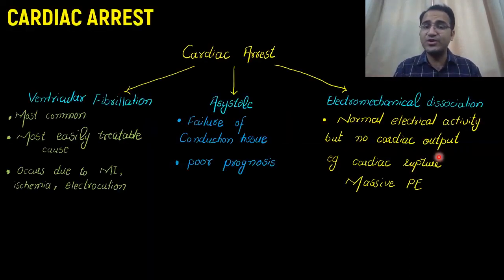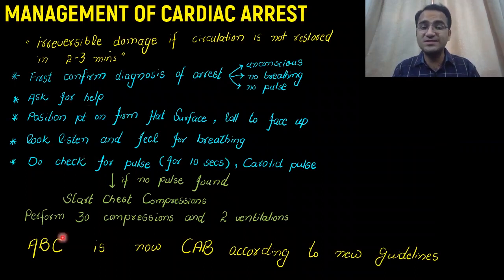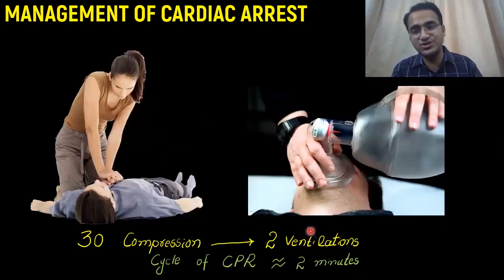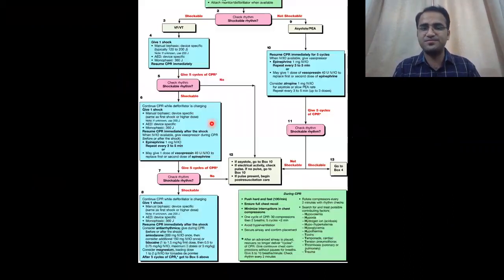In summary, we talked about the causes of cardiac arrest, VFib being the most common and most easily treatable. Then we talked about the CAB approach, where compression is the most important. Depth of the compression, shoulders should be straight, elbows should not be bent. 30 compressions, 2 ventilations, and almost for 2 minutes. ECG machine, defibrillator, these things must be available while you are doing CPR, especially when you are in the hospital. This is all the chart of the management of cardiac arrest.